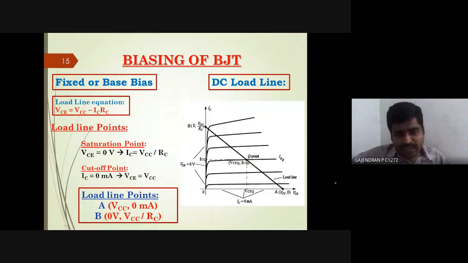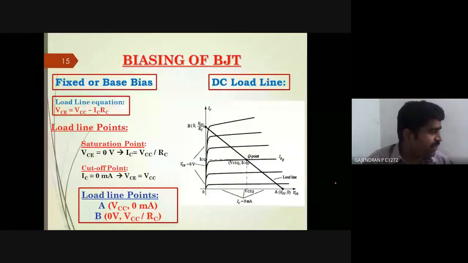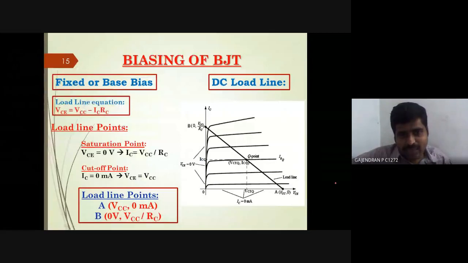Load line points for the fixed biasing circuit. Yes. Those who are writing the content alone will need time to copy. Others, at least take a screenshot, please. Yes. Now, shall I move?